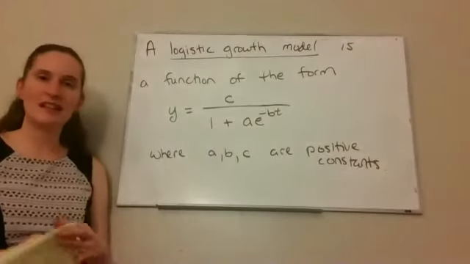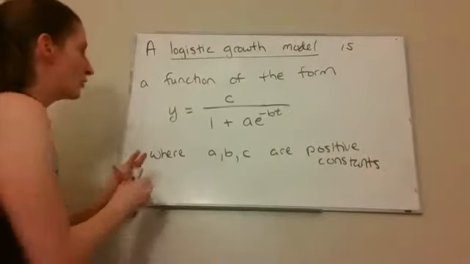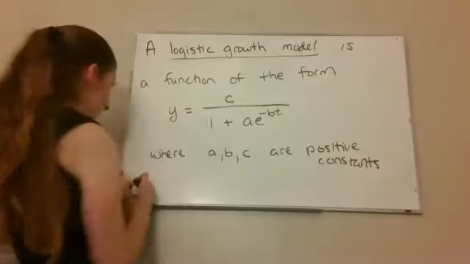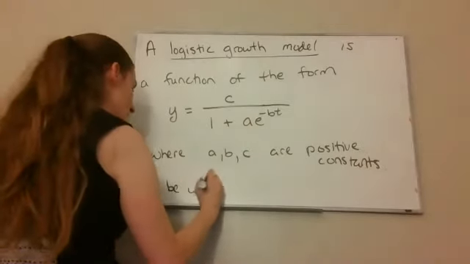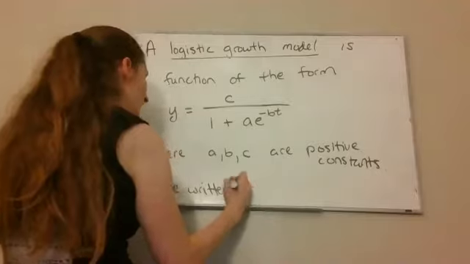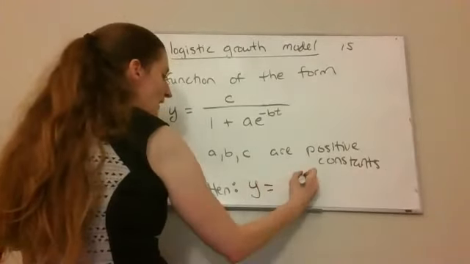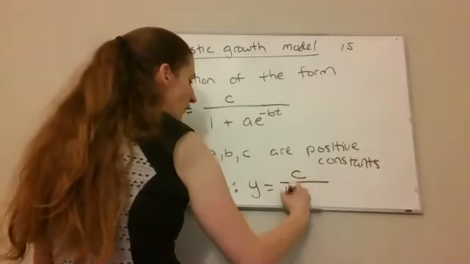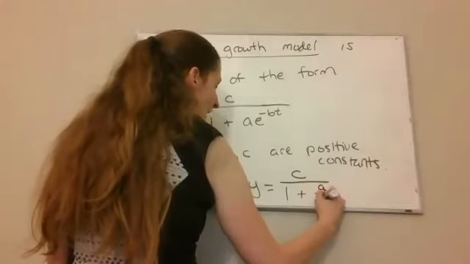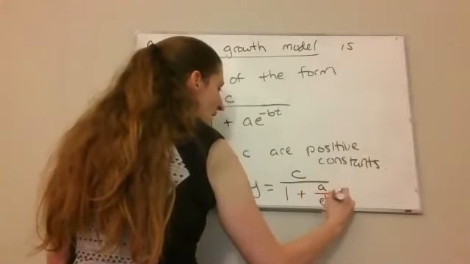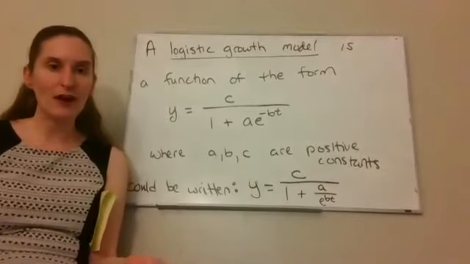So something that's interesting to note about these logistic models, I could rewrite it in a different way, because we know what negative exponents do. So this could be written as y equals c over 1 plus a divided by e to the bt power, because negative exponents flip things to the bottom of a fraction.